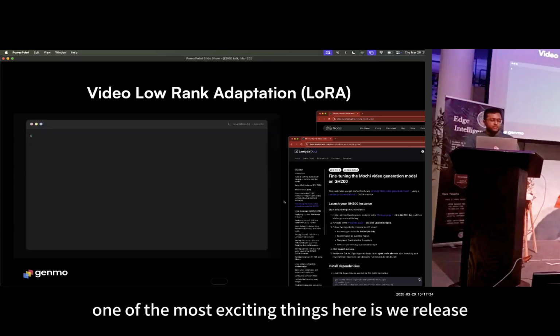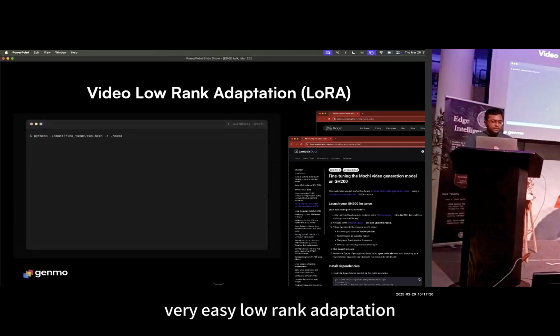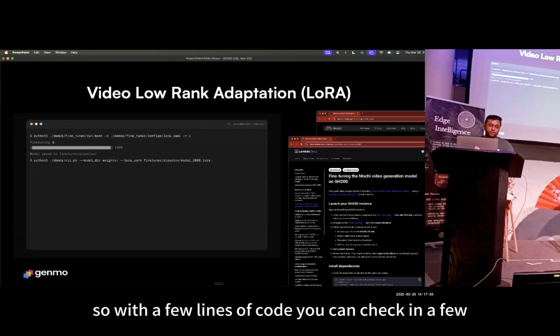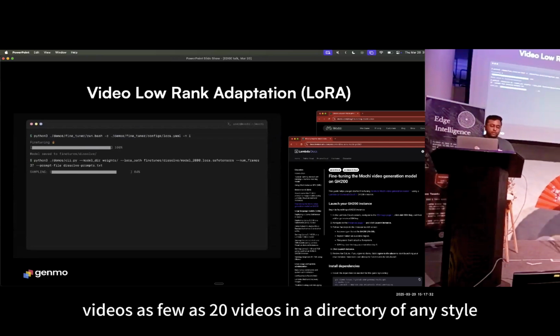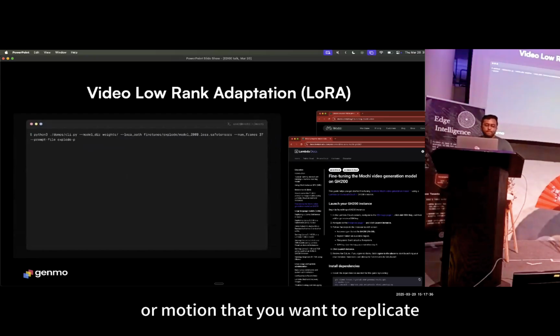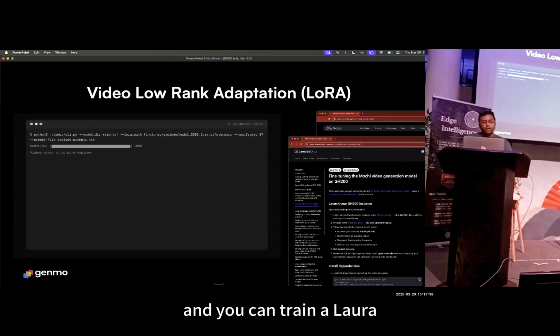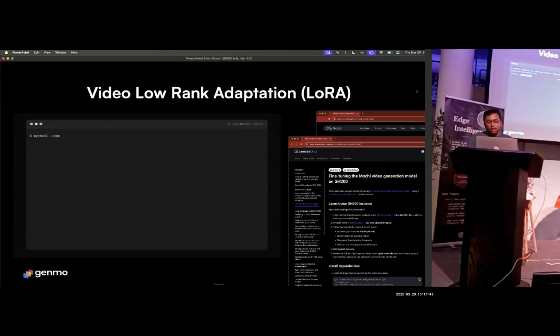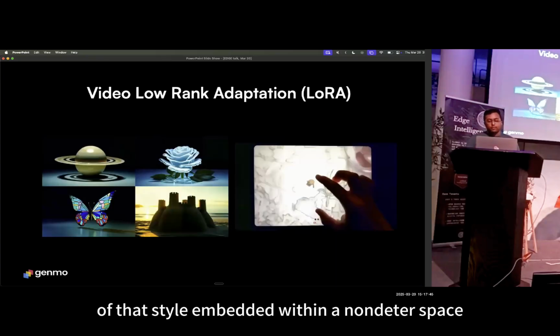One of the most exciting things here is we released very easy low rank adaptation for our model. With a few lines of code, you can chuck in as few as 20 videos in a directory of any style or motion that you want to replicate, and you can train a LoRA. This LoRA is essentially a very compact representation of that style embedded within the parameter space.